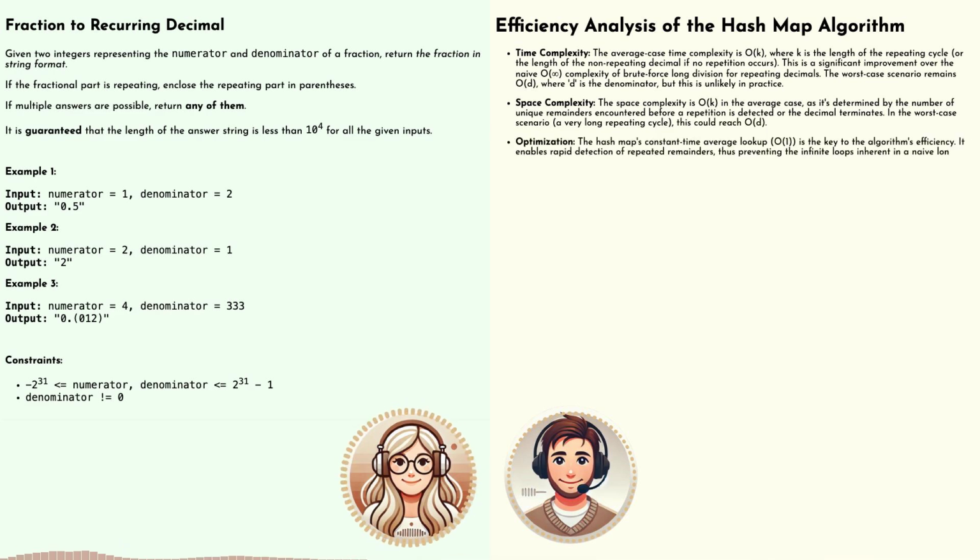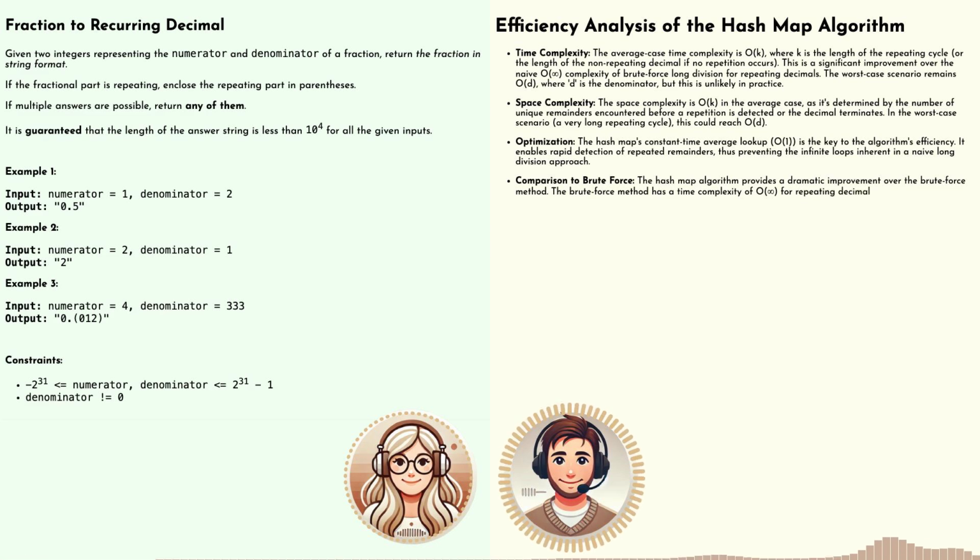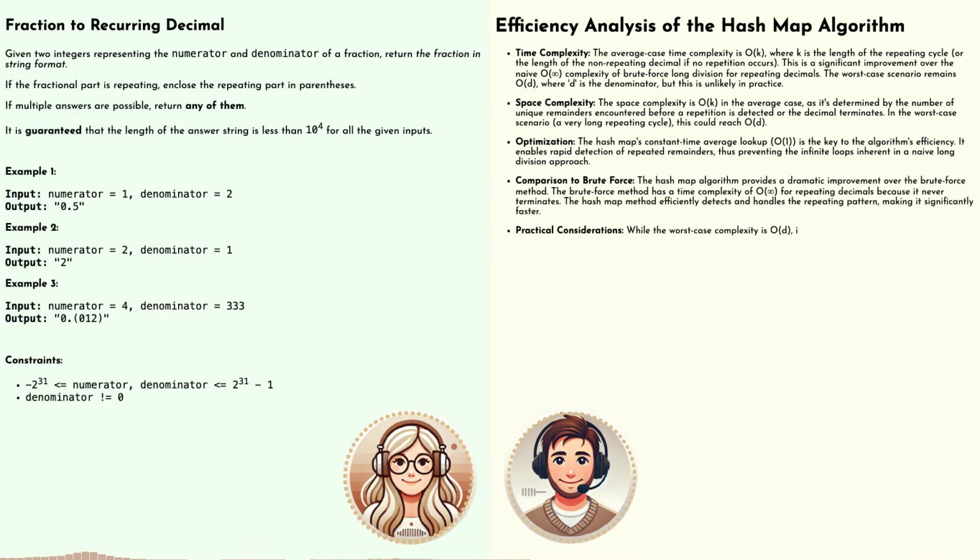In the worst case scenario, the repeating block could be as long as the denominator minus 1. Like in our example with 1/7, where the repeating block has 6 digits and the denominator is 7. Right. So in the worst case, we'd have to perform the division and store up to the denominator minus 1 remainders in our hash map. Okay. This means that both the time and space complexity would be roughly proportional to the denominator.